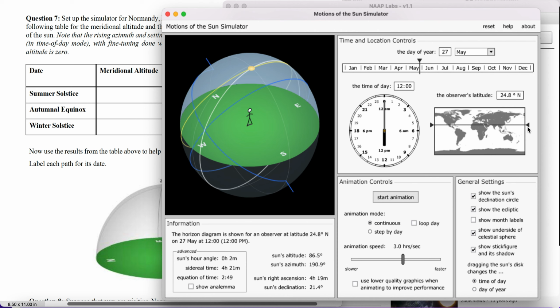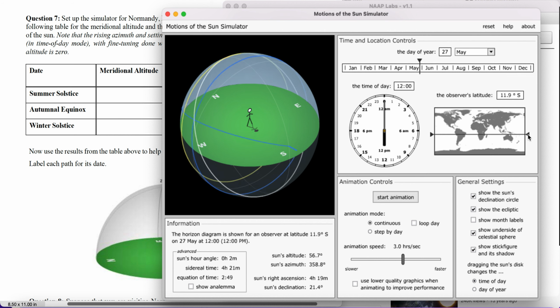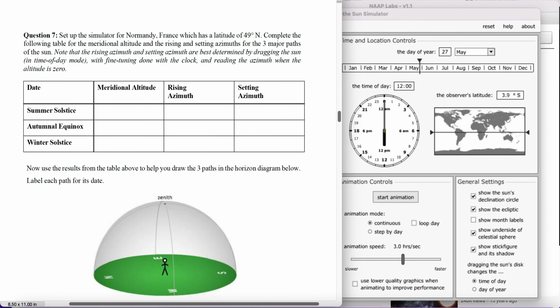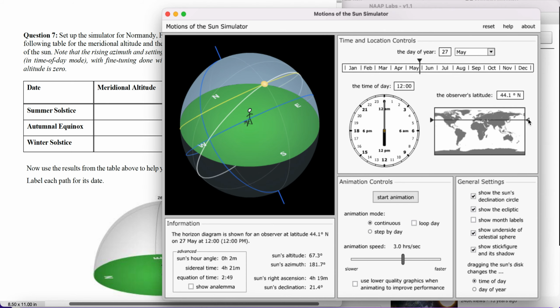But here we're not interested in that. We're only interested in the overall behavior, so we can only control the latitude. Getting back to the latitude, we want to set it at 49 degrees north. Let's go ahead and set it. Now you can set it exactly by typing it in.